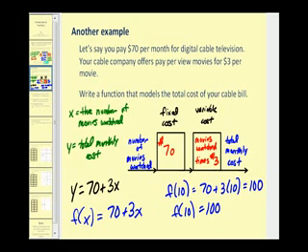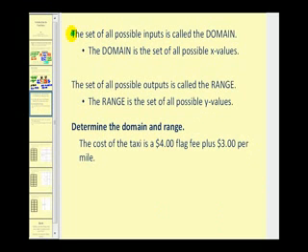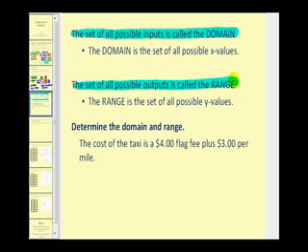Now let's take a look at some additional vocabulary when dealing with functions. The set of all possible inputs is called the domain of the function. So the domain can be viewed as a set of all possible x values, and the set of all possible outputs is called the range. So we can think of the range as the set of all possible y values.